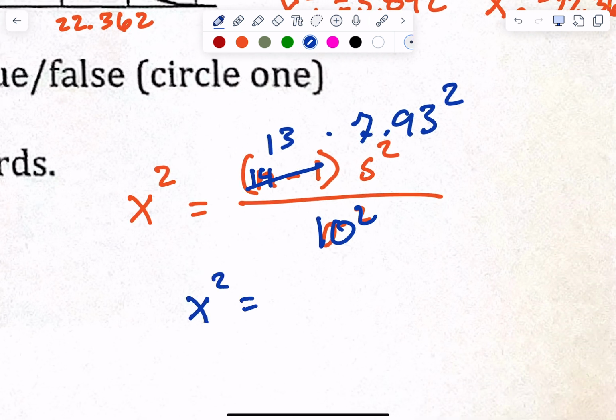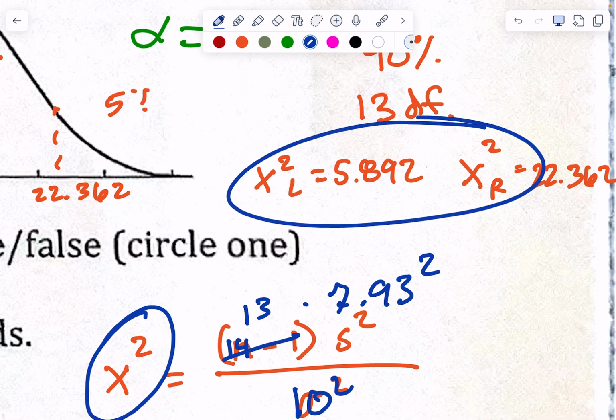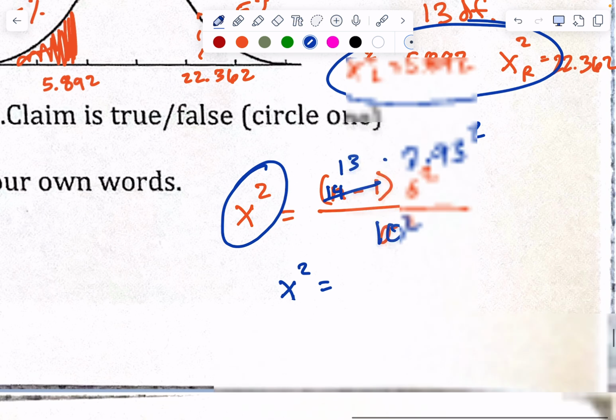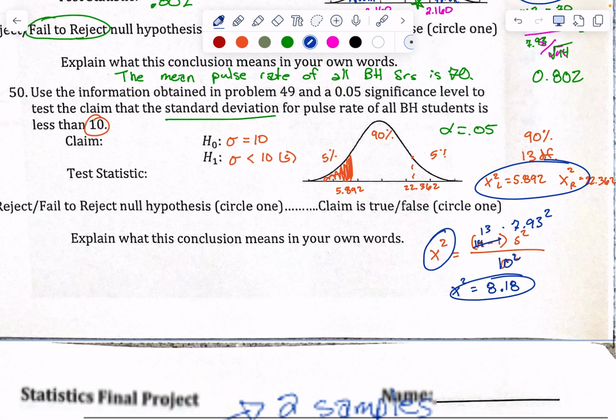Do I have to take the square root of that then? No, because you're comparing chi-squared to these chi-squareds, right? So you do not take the square root. I got 8.18, but I don't know. I don't think I did that right. Hold on. No, that's probably right. 8.18. Okay, cool. This is your critical or your test statistic.